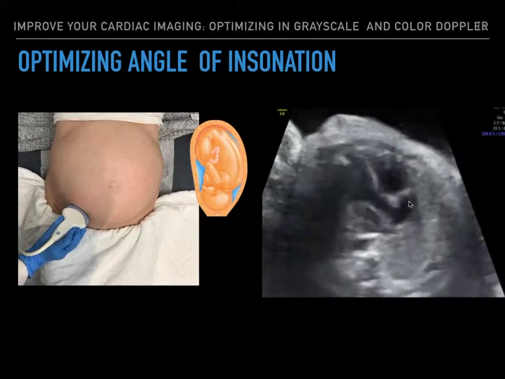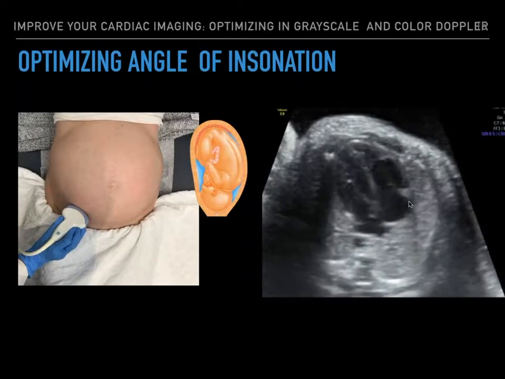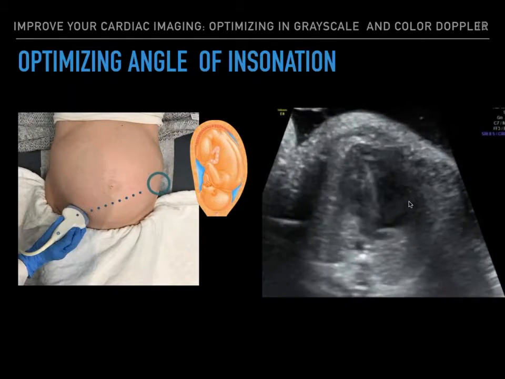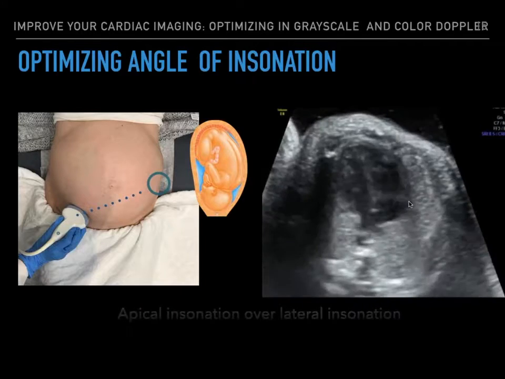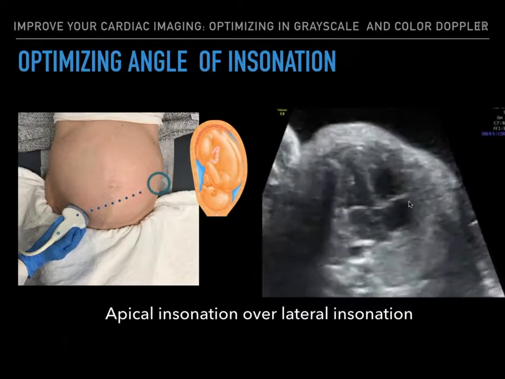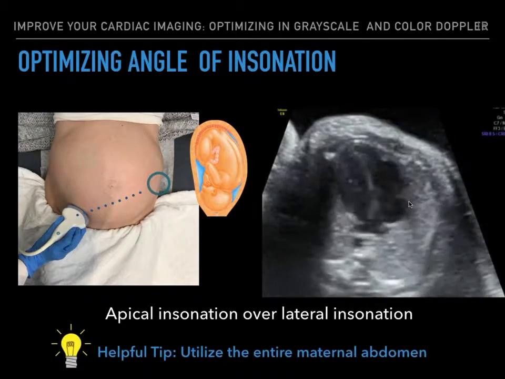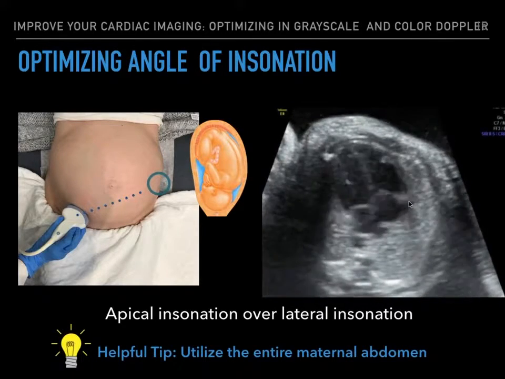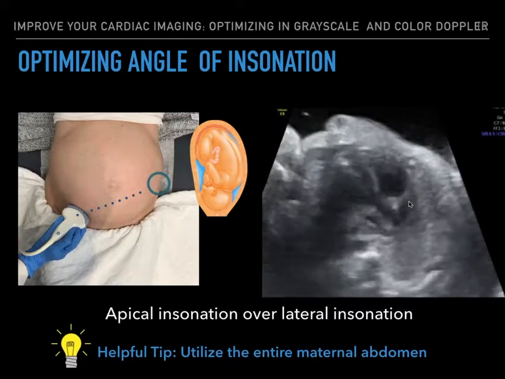Okay. Here we could actually see the heart better, so choosing an apical insonation over a lateral insonation. Again, this just comes down to a helpful tip. You want to utilize the entire maternal abdomen.